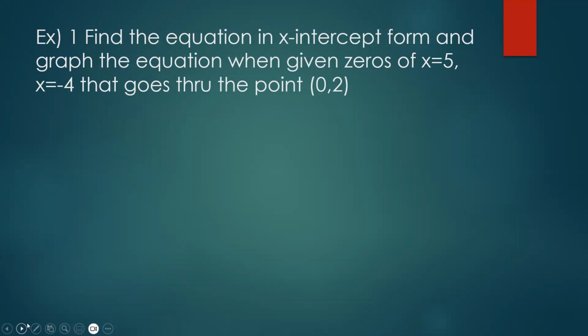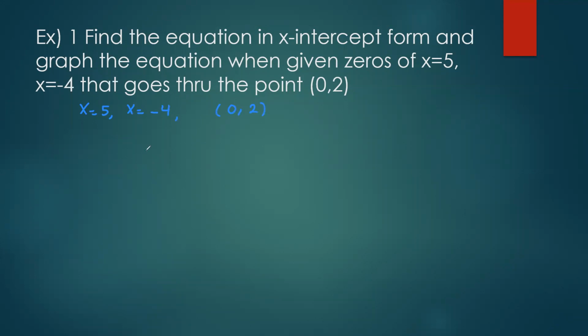Okay, so let's start with example one. Find the equation in x-intercept form and graph the equation when given the zeros of x equals 5 and x equals -4, and that it goes through the point (0, 2). So they give us three things: our two x-intercepts at 5 and -4, and then a point, in our case a y-intercept, of (0, 2).